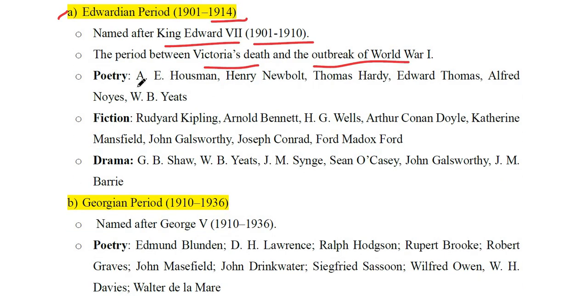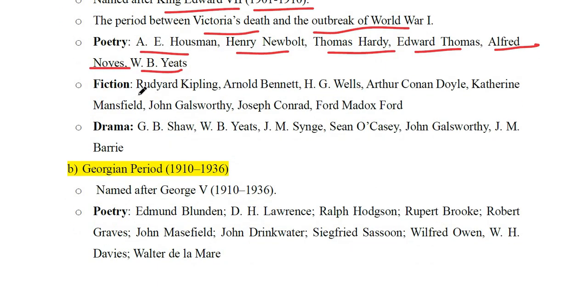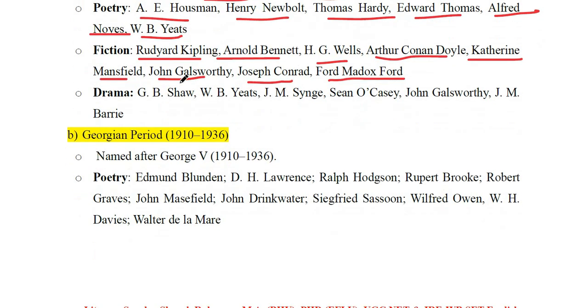So among the poets during this time period, we have A.E. Housman, Henry Newbolt, Thomas Hardy, Edward Thomas, Alfred Noyes, then W.B. Yeats. Among the fiction writers, we have Rudyard Kipling, Arnold Bennett, H.G. Wells, Arthur Conan Doyle, Katherine Mansfield, John Galsworthy, Joseph Conrad, Ford Madox Ford. And among the major playwrights, we have G.B. Shaw, W.B. Yeats, James Hinch, Sean O'Casey, John Galsworthy, and J.M. Barrie.